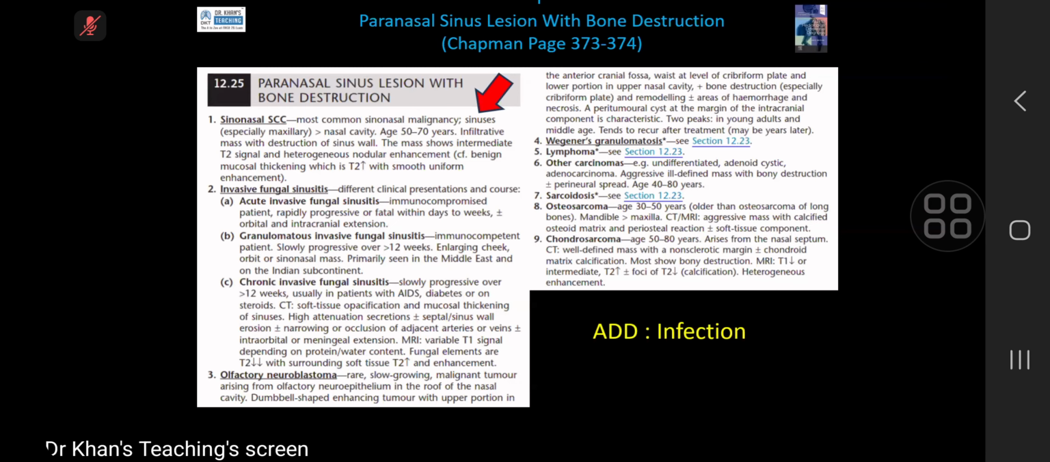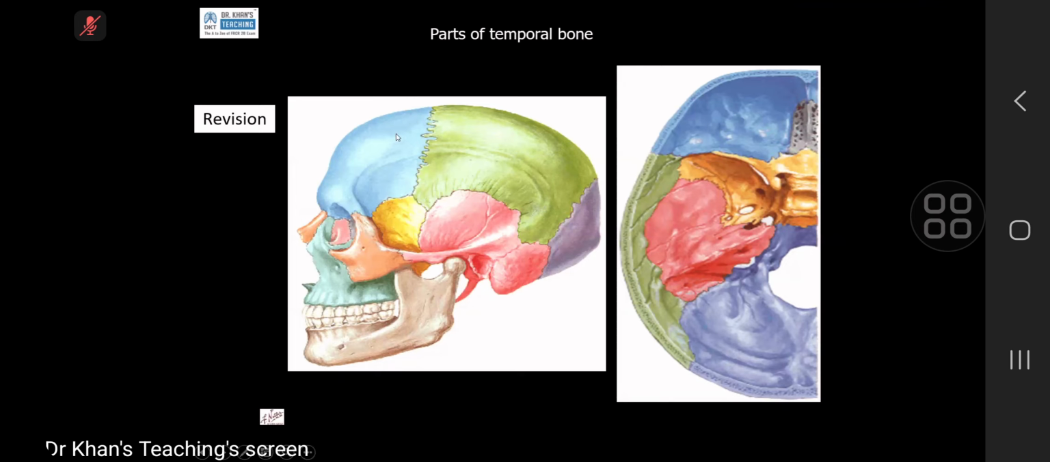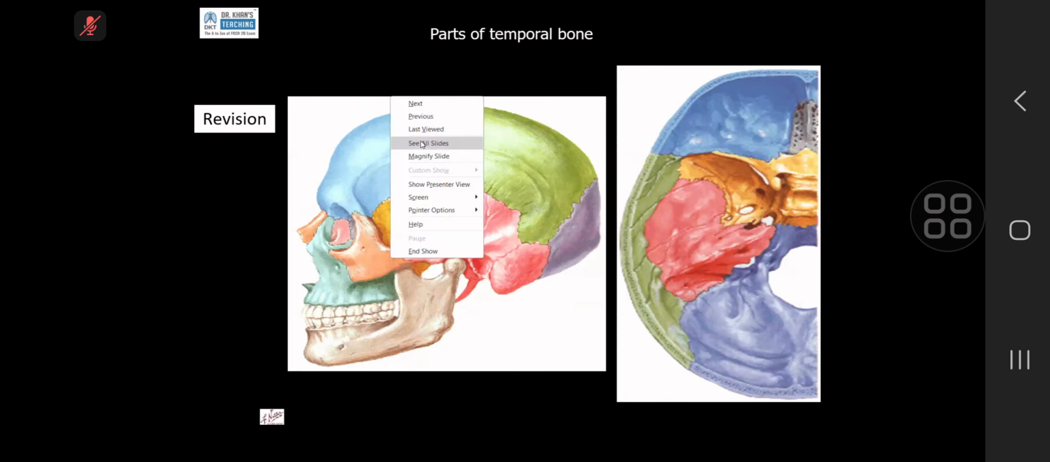So it will be a big lesion, but the question and answer will be on anatomy. So coming back to the anatomy, last time we covered the temporal bone, so I'm not going to cover it in great detail, but just to make a point that a portion of the base of the skull is formed by the temporal bone.